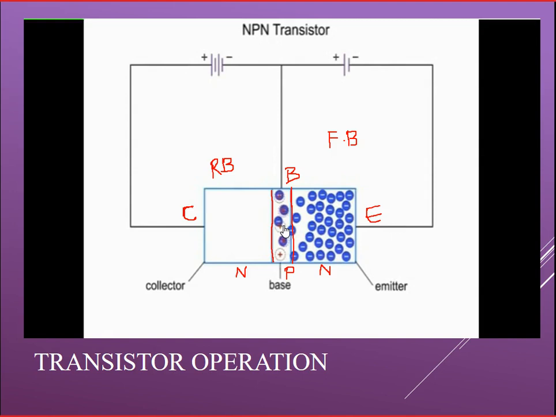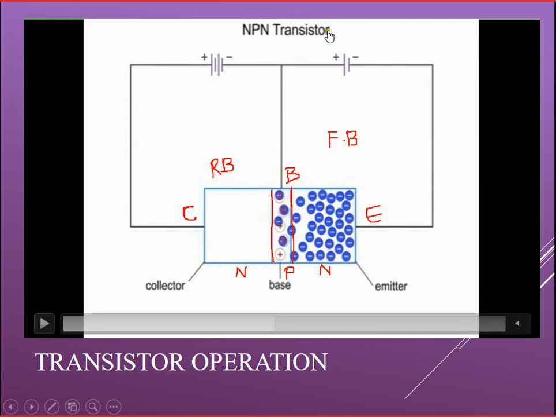So why? Because in a base I am giving here plus, but if you see here I am giving more negative to the base. So here also I am giving negative. So the electrons cannot come in this direction. The only way for the electron to move is to cross the other junction.